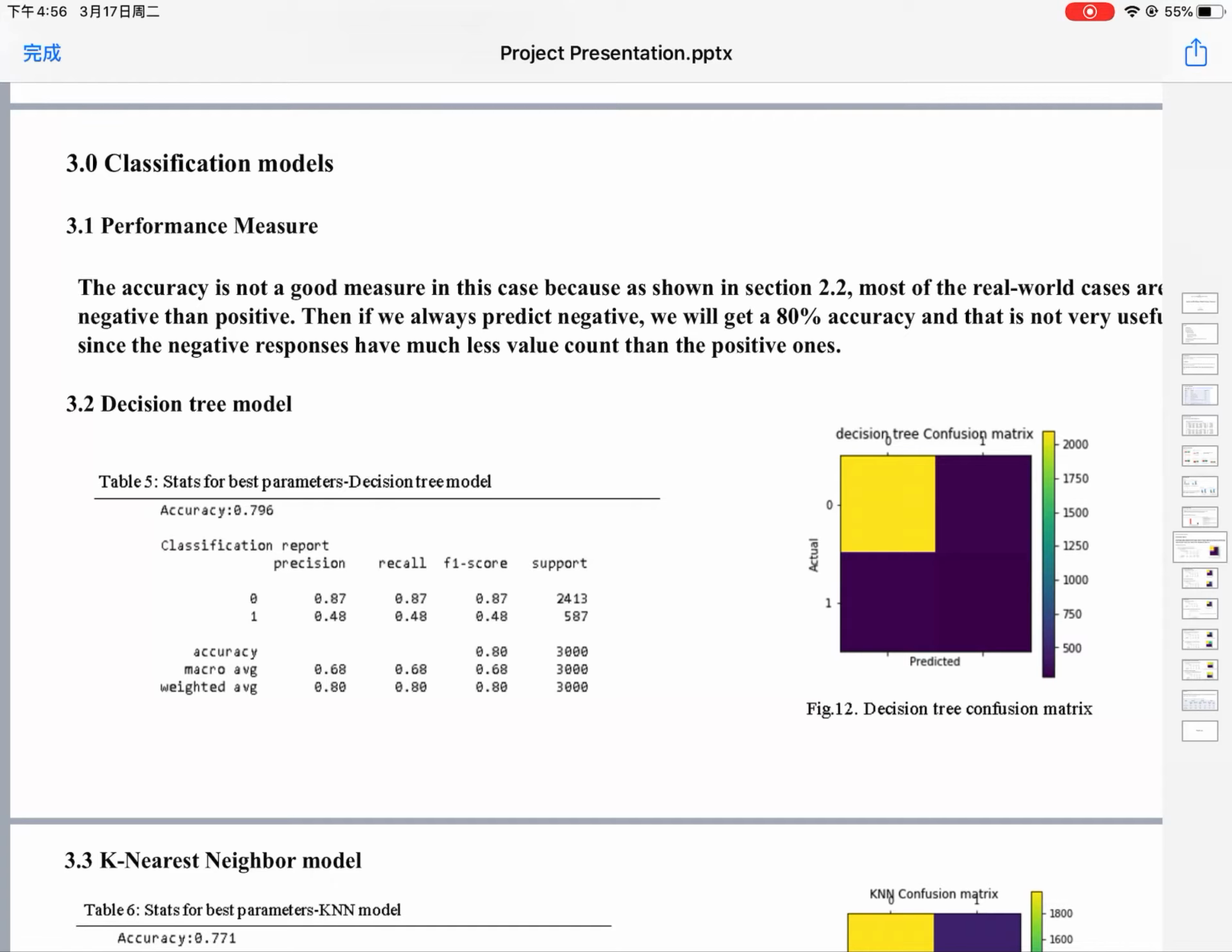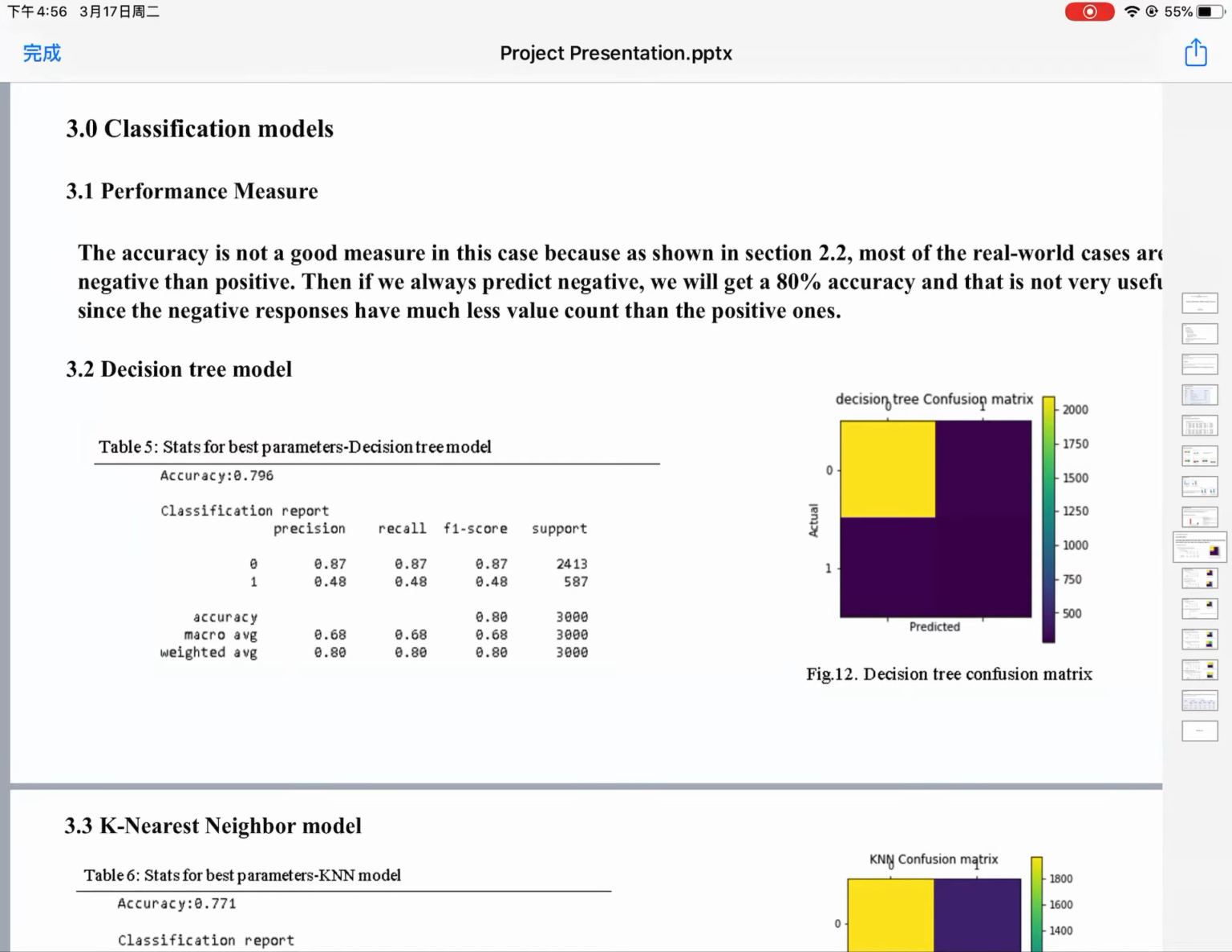The reason why we don't use accuracy as a performance measure is because in reality 80% of customers are going to stay. If we just predict negative for each and every single case, we'll still end up with around 80% accuracy, but that doesn't reflect actual performance.